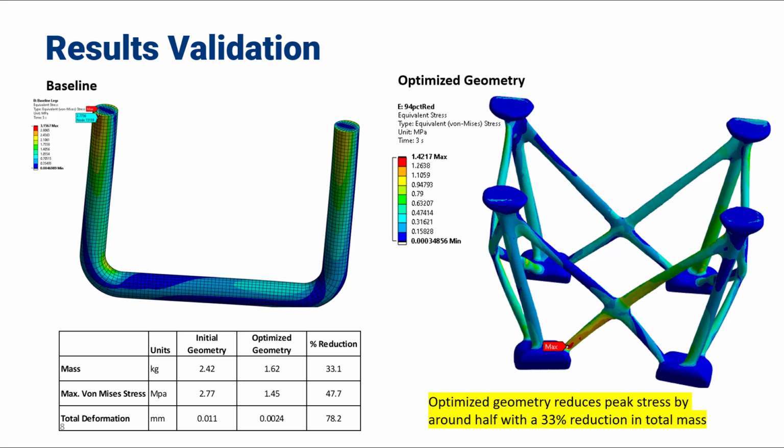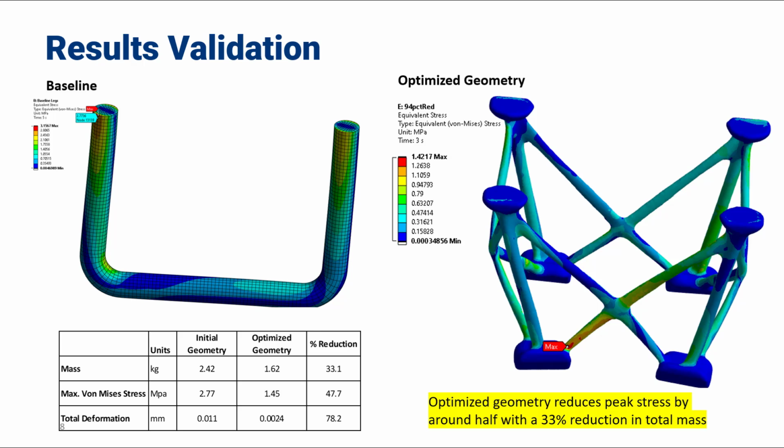So we're just using very simplified load conditions. So of course the stress results are quite low, but we can compare them in a one-to-one manner. So we can see ultimately that this optimized geometry has a 33% reduction in mass, nearly a 50% reduction in the peak von Mises stress, and almost an 80% reduction in the total deformation of the legs.